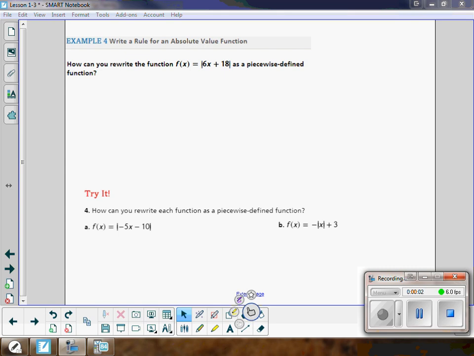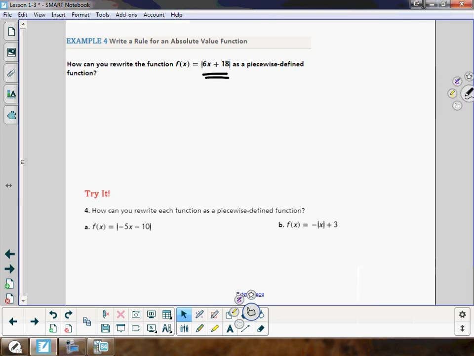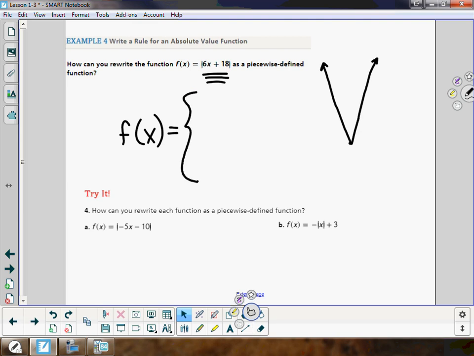This is example 4, which is the last example we're going to do in lesson 1-3 on piecewise functions. What we're going to try to do here is take this absolute value function and turn it into a piecewise. So as you know, the V's have two different parts to them. So we're going to try to come up with the two different parts of the function under two different domains.